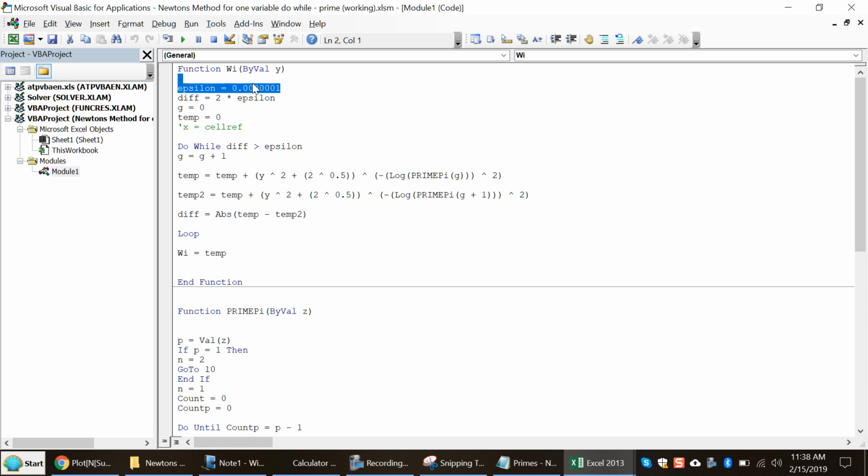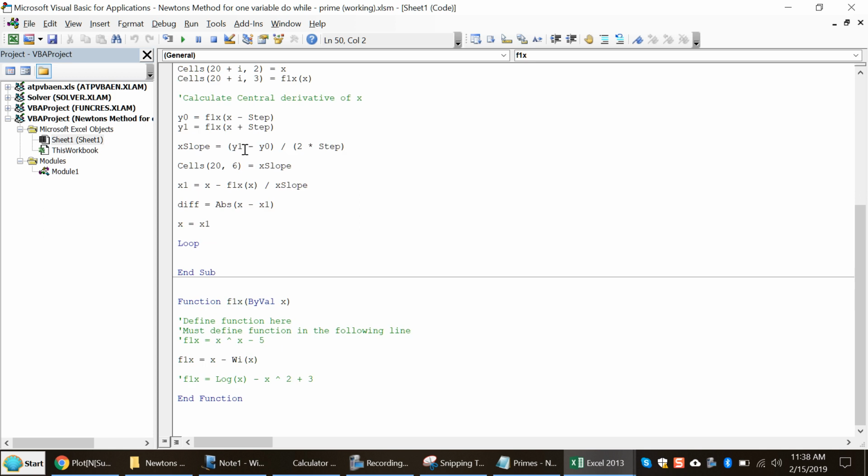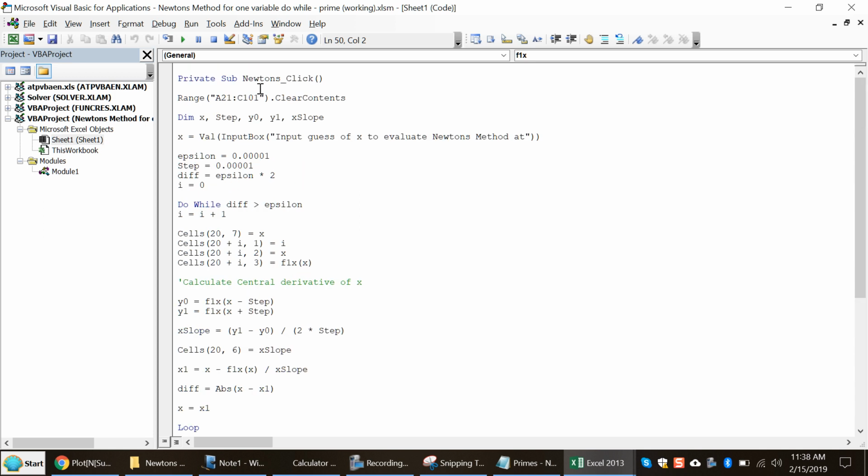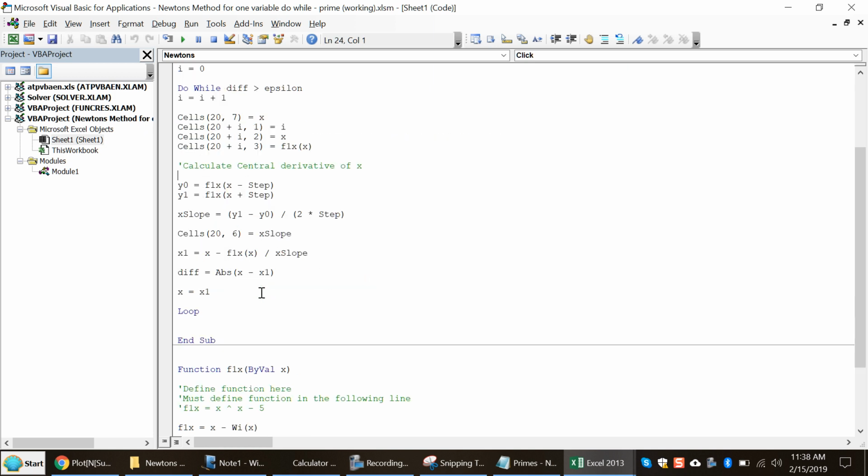So I'm calling a function that's calling a function. You get that? So this function doesn't exist in Excel. These are functions that I made, all right? And I am referencing that using a Newton's method. So all I'm doing here is clearing the contents. This is just a regular run-of-the-mill Newton's method. You already have covered this.